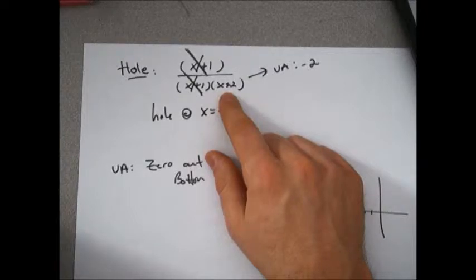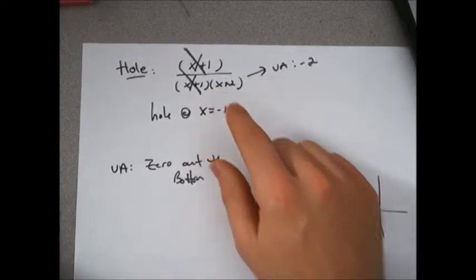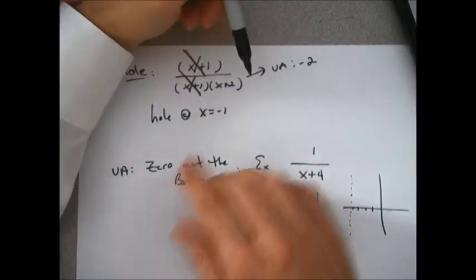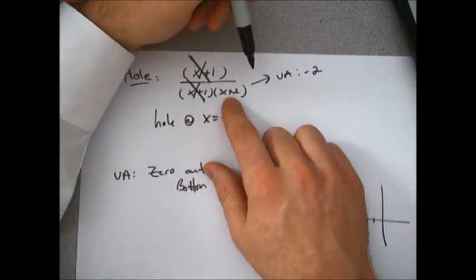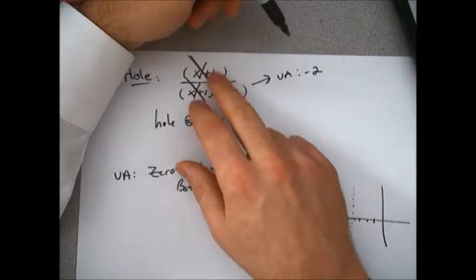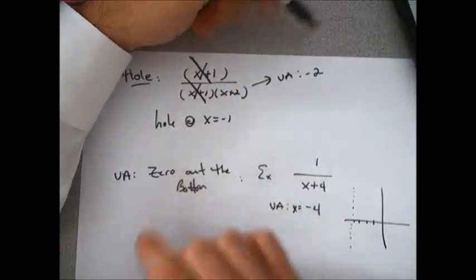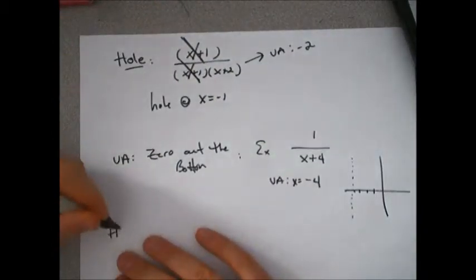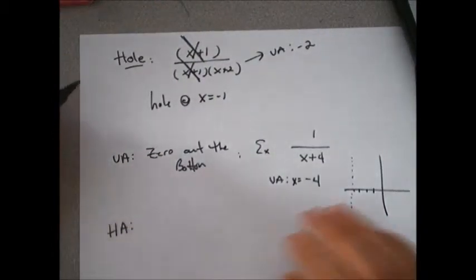Okay, got it. Okay, continuing. So again, you would only have a vertical asymptote at -2, and the hole would have been here at -1. How do we find horizontal asymptotes?